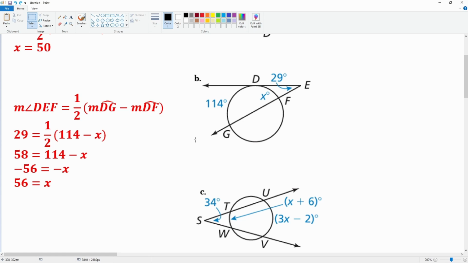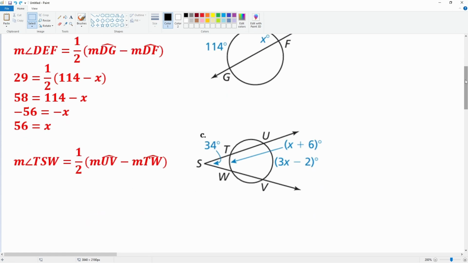Notice the C is the same one. Okay, here it's a secant and another secant, but it's the same property here. The exterior angle is equal to 1/2 the major arc minus the minor arc. So the exterior angle is 34. Okay, the big arc, the major arc, is 3x minus 12. The minor arc is x plus 6, but remember you're minusing it, so you're minusing x and minusing 6.